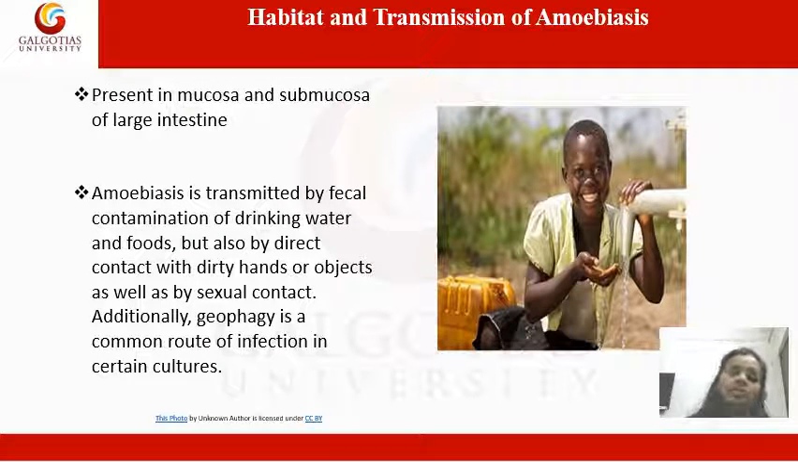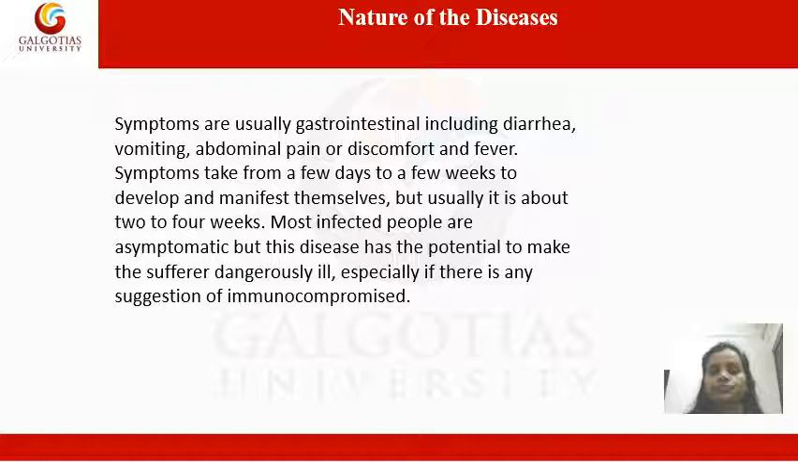Now let's discuss the habitat and transmission of this disease. Entamoeba histolytica is present in mucosa and submucosa of large intestine. Amoebiasis is transmitted by fecal contamination of drinking water and foods, but also direct contact with dirty hands or objects as well as by sexual contact. Additionally, geophagy is a common route of infection in certain cultures.